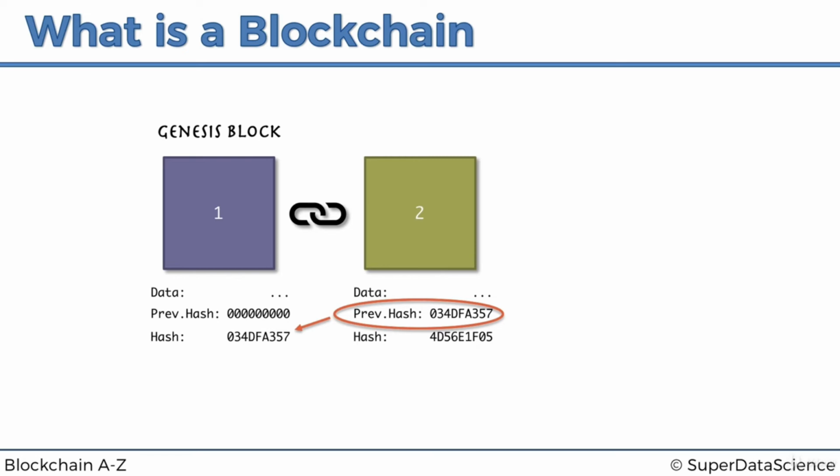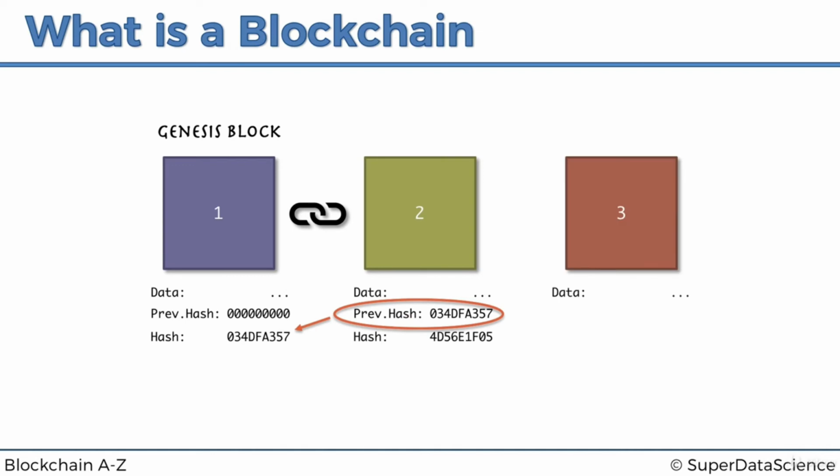So if anything were to change in block number one, its fingerprint would change. If anything were to change in the data, so somebody were to tamper with the data, this fingerprint would change, and it would no longer match this fingerprint. So we would know by looking at this block that somebody tampered with it.